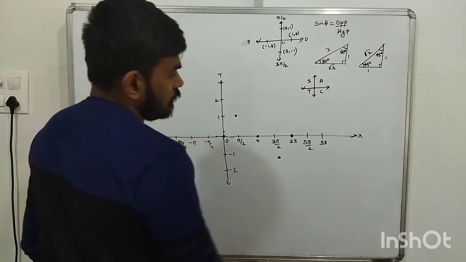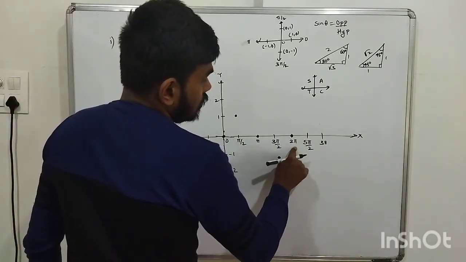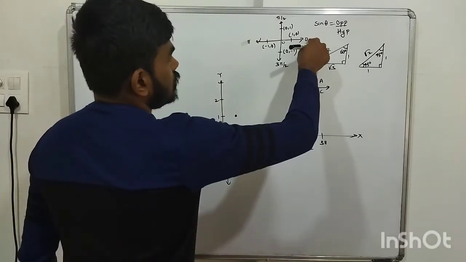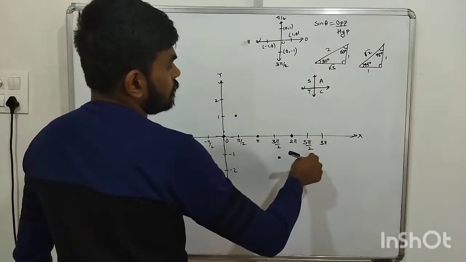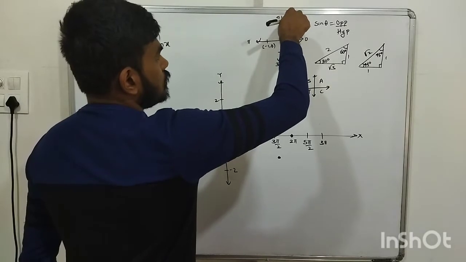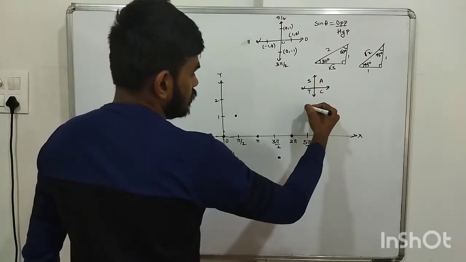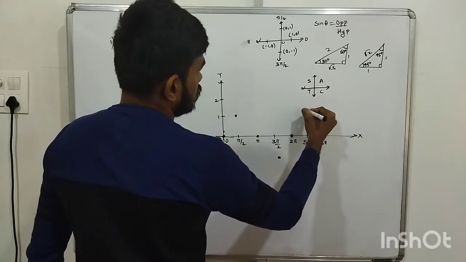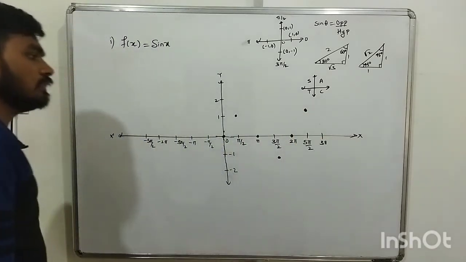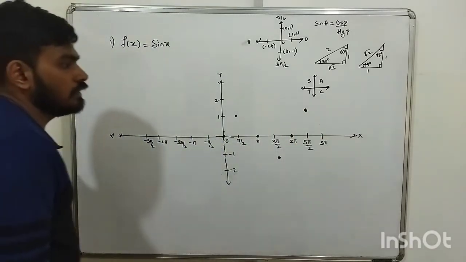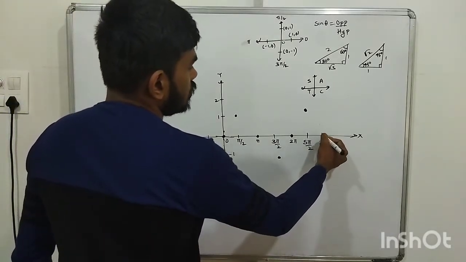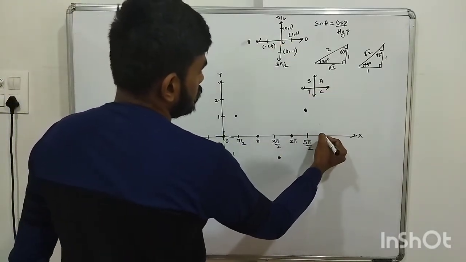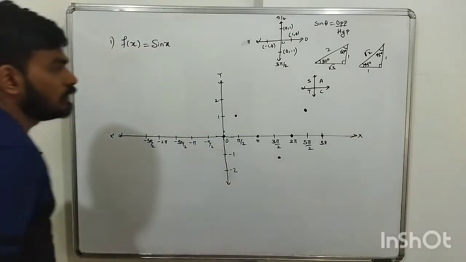Then after 360 it is 450. So 360 is 2 pi, 450 is 5 pi by 2. Again sine is positive here. So it comes here, it is plus 1. This way we get the graph. Similarly, this will come here, sine of 3 pi, which is 0. Then it will go down and so on.